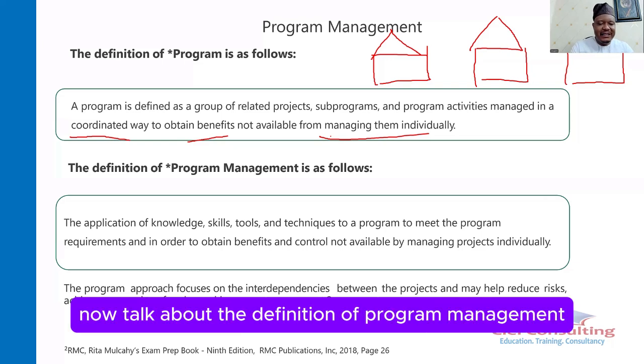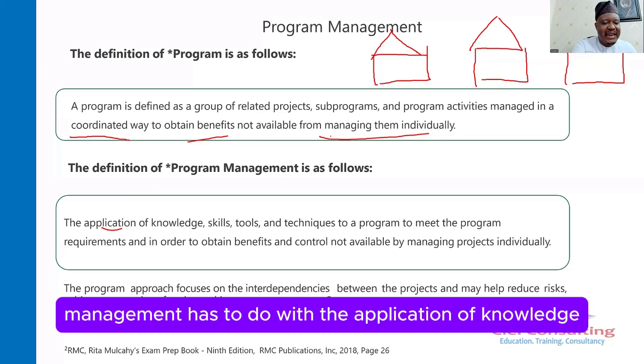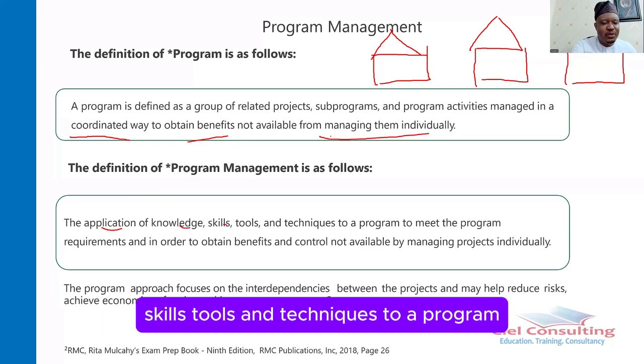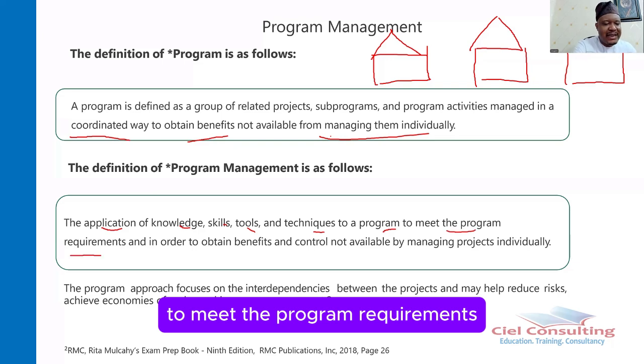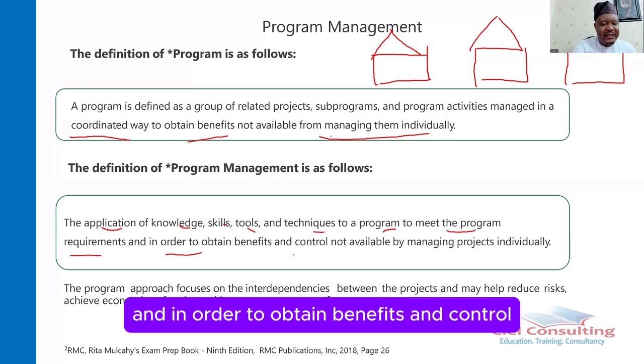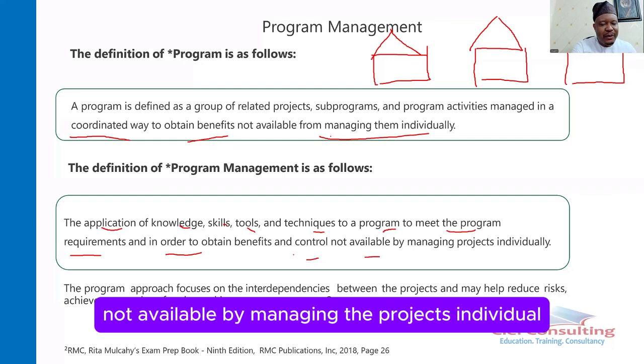So when we now talk about the definition of program management, we say that program management has to do with the application of knowledge, skills, tools, and techniques to a program to meet the program requirements and in order to obtain benefits and control not available by managing the projects individually.